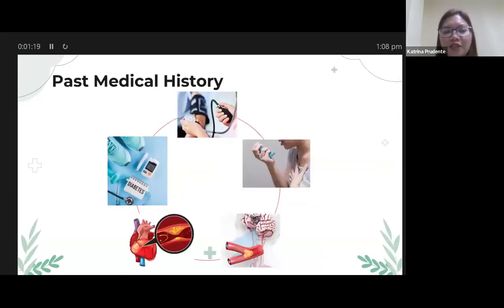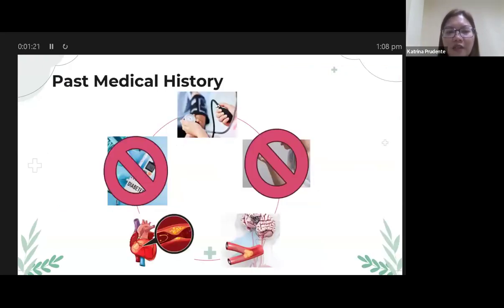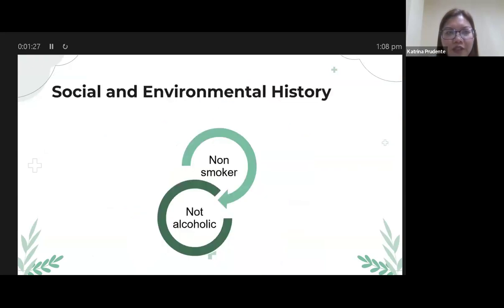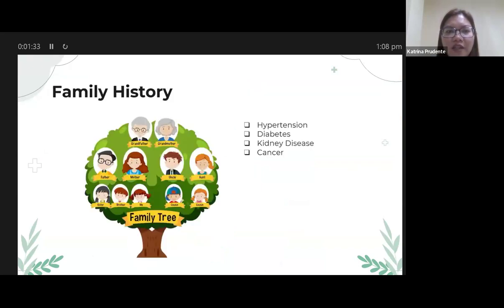For her past medical history, she is non-diabetic, non-asthmatic, and has no history of cardiovascular events. She has some secondary hypertension. For the social and environmental history, she is a non-smoker and a non-alcoholic beverage drinker. Her family history is unremarkable, with no history of hypertension, diabetes, kidney disease, or cancer in the family.